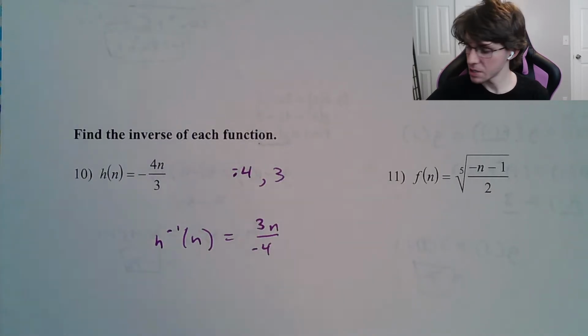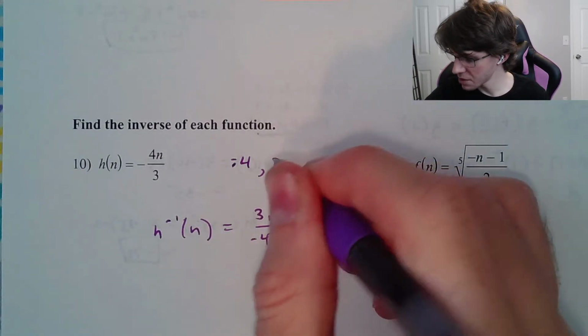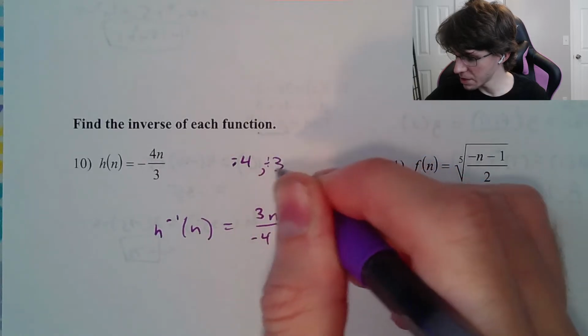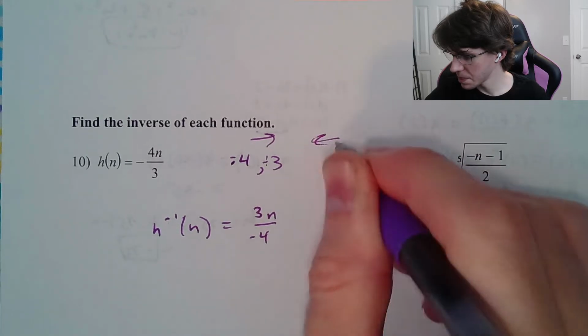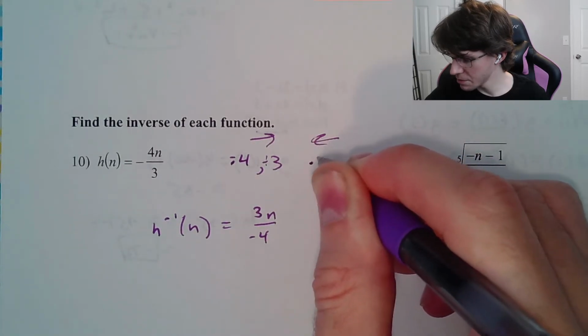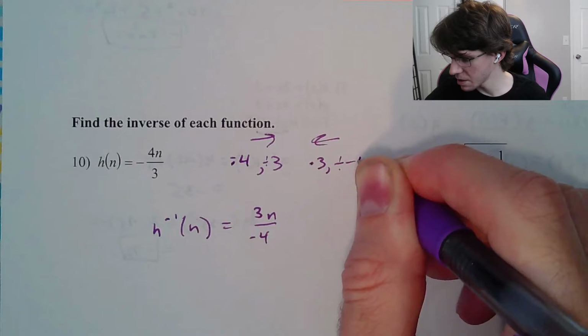Very, very quick. So it's the complete backwards version of this, where you multiply by negative 4 and divide by 3, so the going backwards instead. This was the going forwards. The going backwards would be multiplying by 3 and dividing by negative 4.